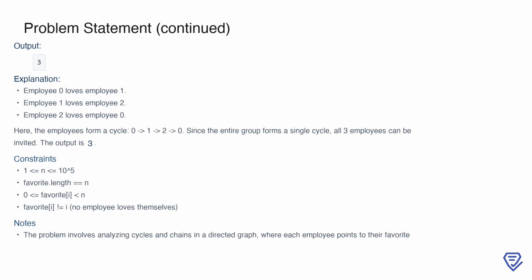Here's another example to illustrate the concept further. In this case, n equals 3, and the favorite array is 1, 2, 0. Employee 0's favorite is employee 1, employee 1's favorite is employee 2, and employee 2's favorite is employee 0. These preferences form a cycle among all 3 employees. 0 points to 1, 1 points to 2, and 2 loops back to 0. Since everyone is part of the same cycle, all 3 employees can be invited. Thus, the output for this example is 3, which is the total number of employees.